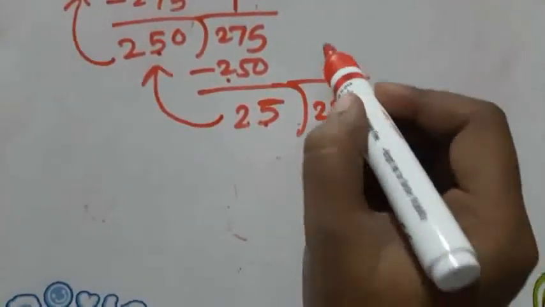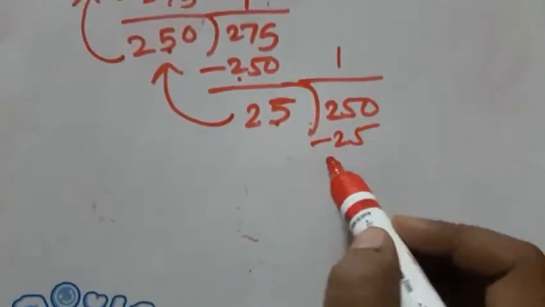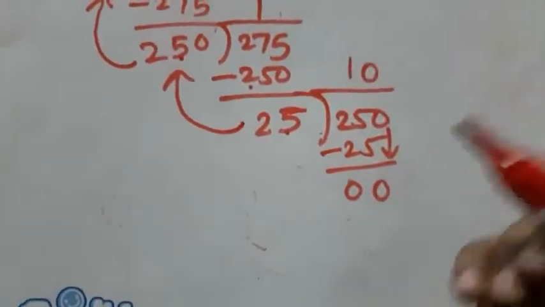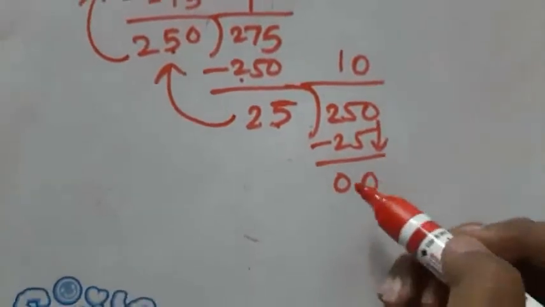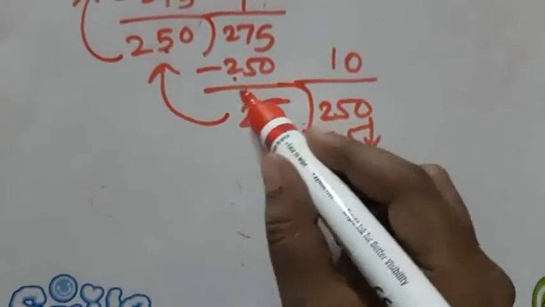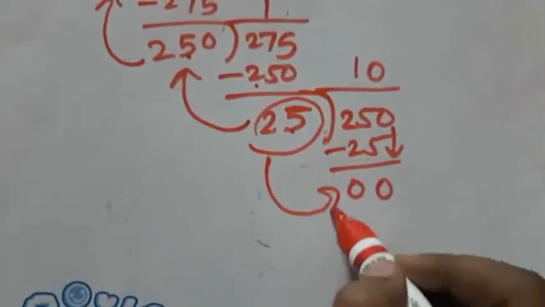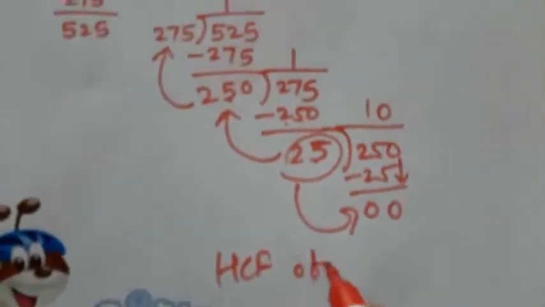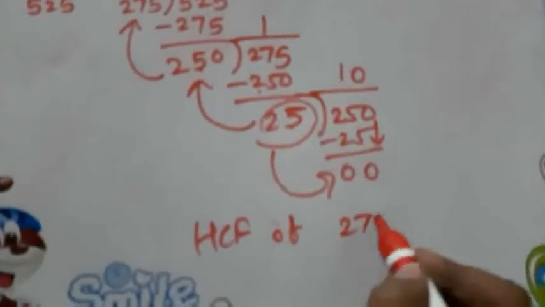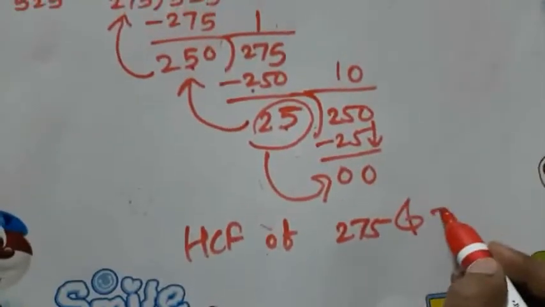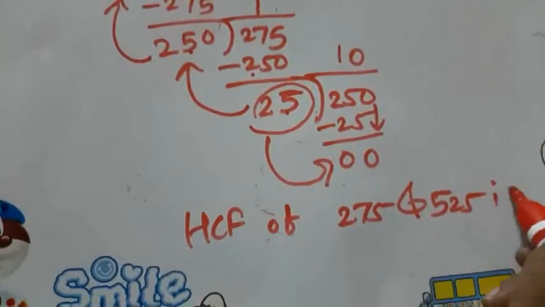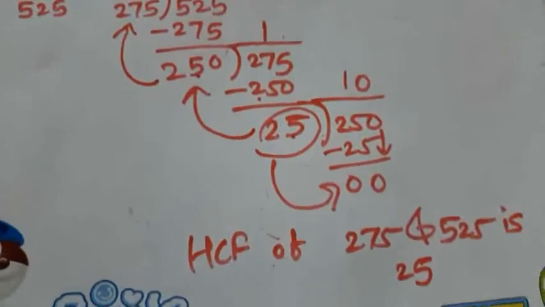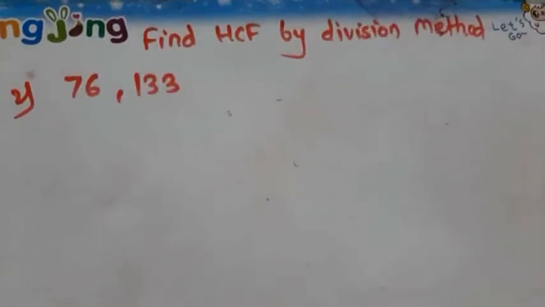Now 25 ones are 25. 0, this 0 we will take as it is. So for this divisor the remainder is 0. That's why the HCF of 275 and 525 is 25.